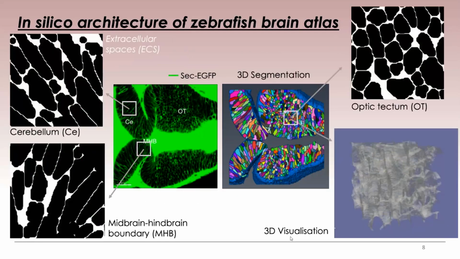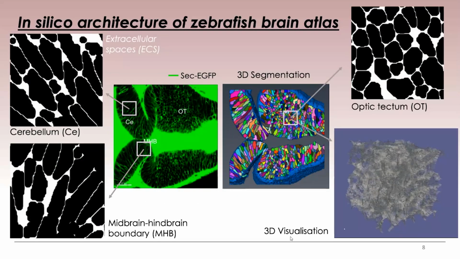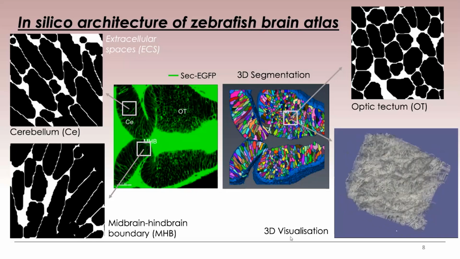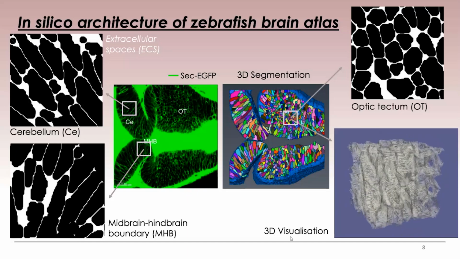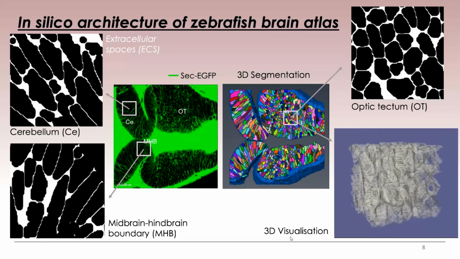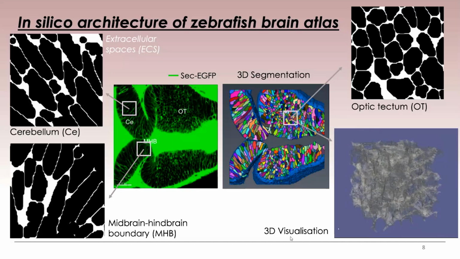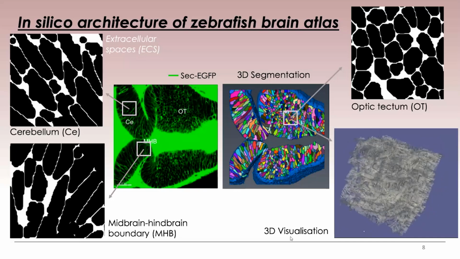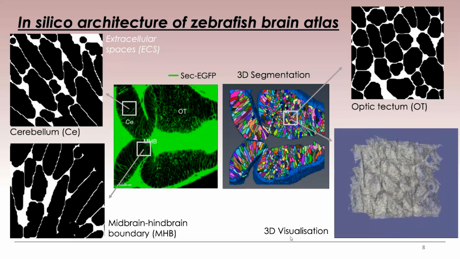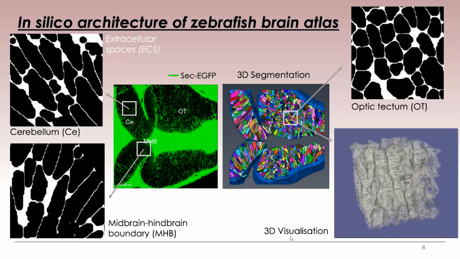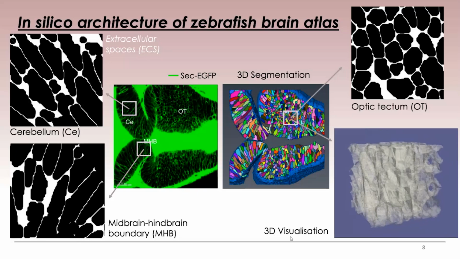And from our zebrafish brain images, we can obtain images from different regions of the tissue. So even from the 2D binary slice, we can see that the cerebellum and the midbrain hindbrain boundary regions have very different structure to the optic tectum regions. And this is just a representation of the 3D ECS skeleton that's made from the stack of these binary images.